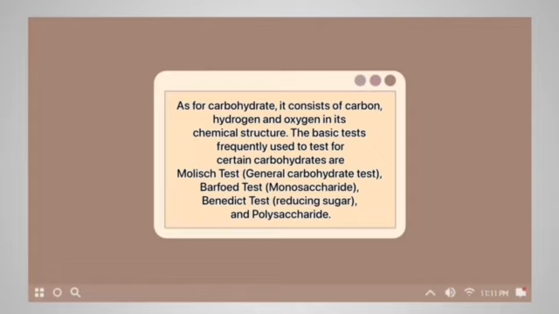The basic tests frequently used to test for certain carbohydrates are Molisch's test, the general carbohydrate test, Barfoed's test for monosaccharides, Benedict's test for reducing sugars, and the test for polysaccharides.